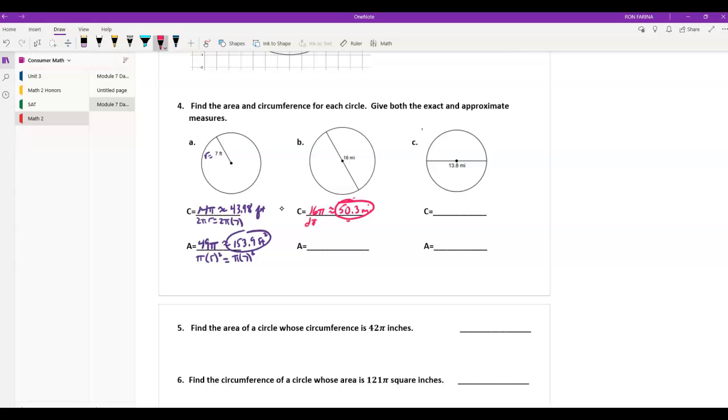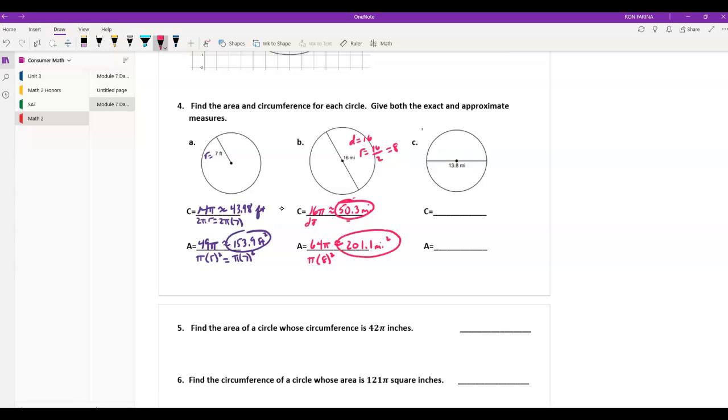Now the area, first thing we have to do is take the diameter of 16 and use it to find the radius. So 16 divided by 2 would give me 8. So if the radius is 8, the area is pi times 8 squared, which would give me 64 pi. And the approximate then would be 201.1, and that would be miles squared.